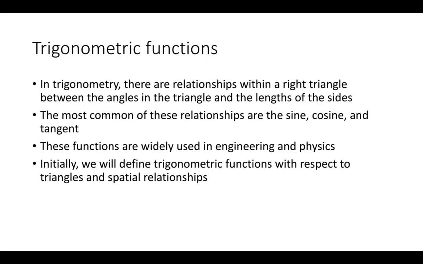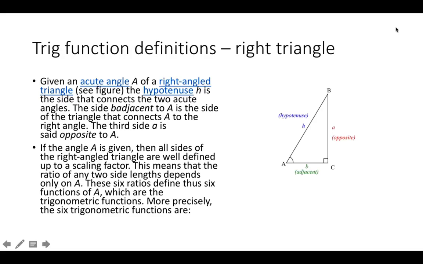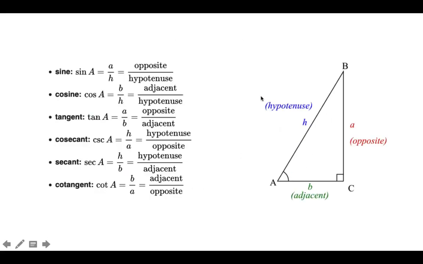So initially we'll define the trig functions with respect to the right triangle and relationships in space. Here's a picture of the right triangle. You can see the various sides are labeled: the opposite, the adjacent, and the hypotenuse. And then the trig functions just consist of ratios between the three sides. Here's the figure repeated again, and here are expressions, referencing only angle A, so that you can get a reminder of the definition of the six trig functions.